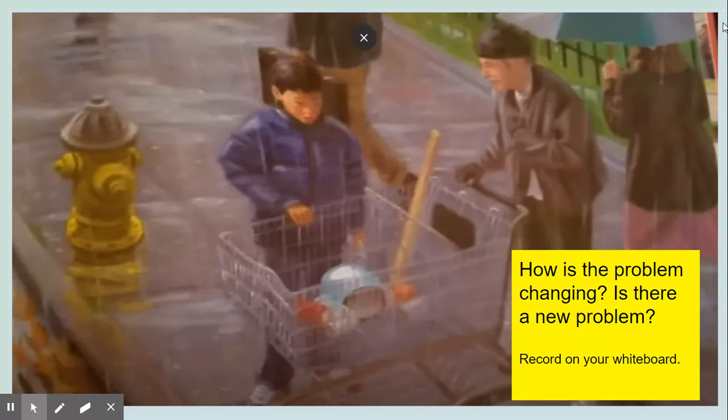Okay, so we're going to pause, and we're going to ask, how is the problem changing? Is there a new problem? So maybe on your whiteboard, if you're noticing a new problem, you'll put that in the first column under problem.